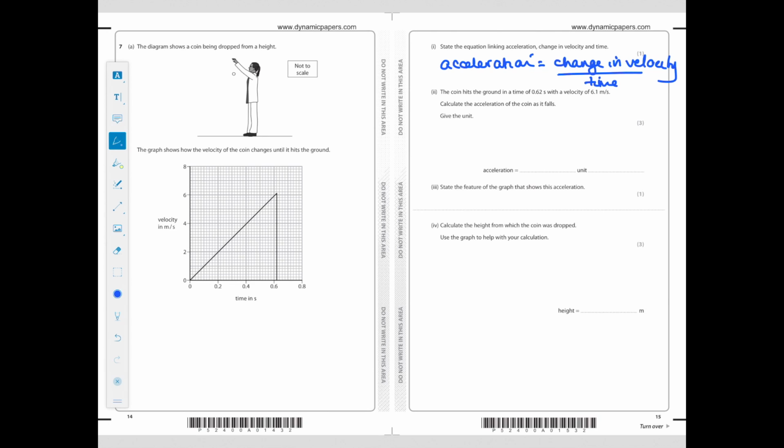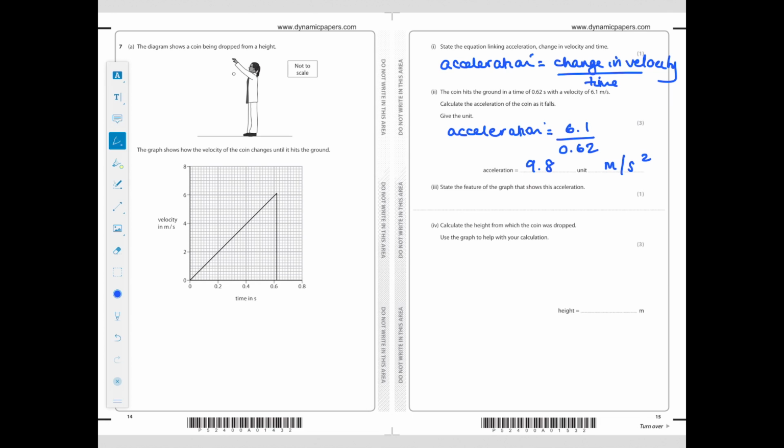Got our equation above, which is acceleration equals change in velocity over time. So we're after acceleration. Now our change in velocity, we know that it hits the ground at 6.1 meters per second, and by the time it hits the ground it will be travelling with no velocity. So that's why our change in velocity is just 6.1. Our time is 0.62 seconds as given in the question. When you pop that into your calculator, you'll get an acceleration which is 9.8. Don't forget your units of acceleration, which is meters per second squared. And look, that's a sensible answer. Remember, you're supposed to know that objects accelerate at 9.8 meters per second squared when they're falling.